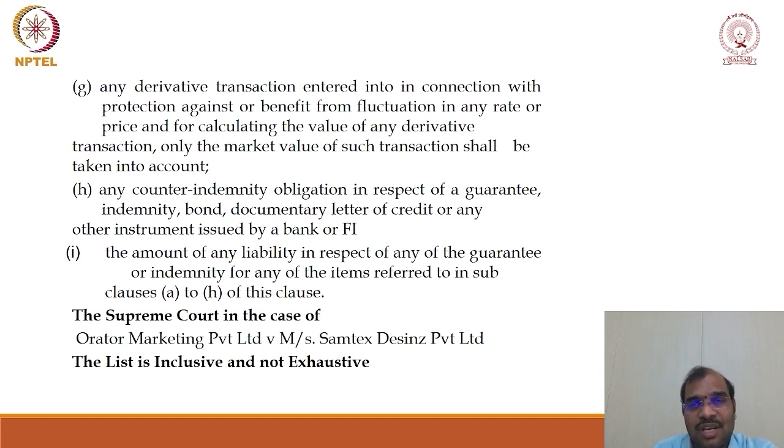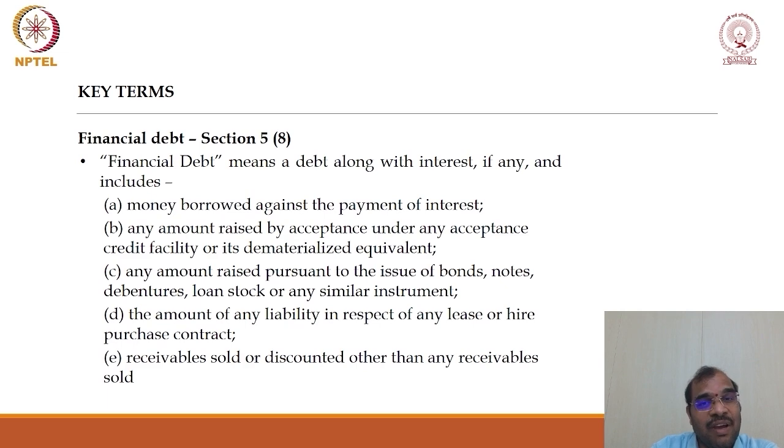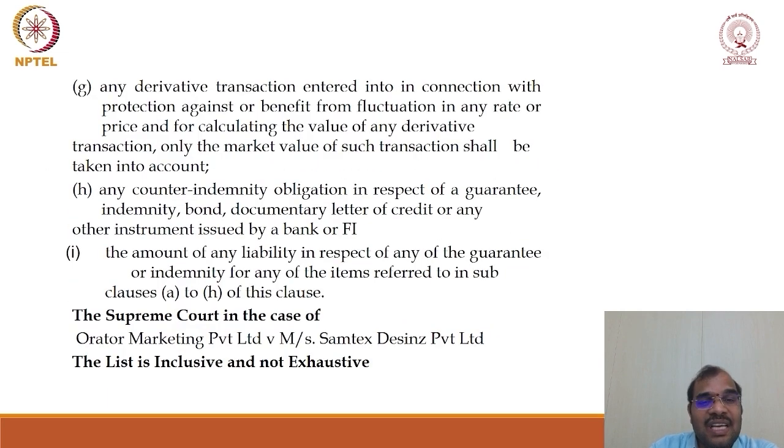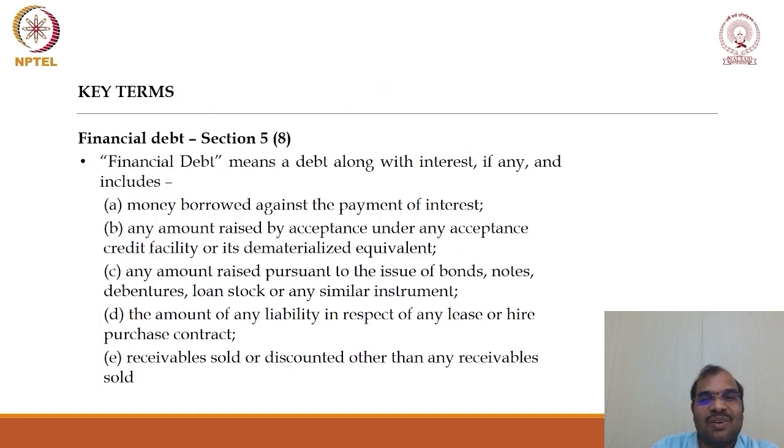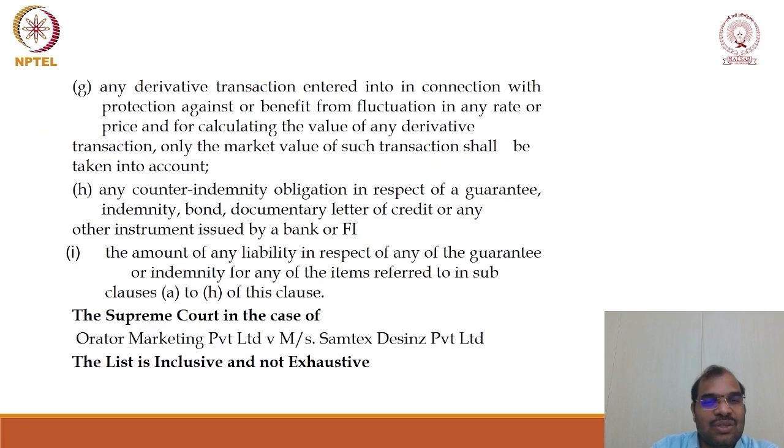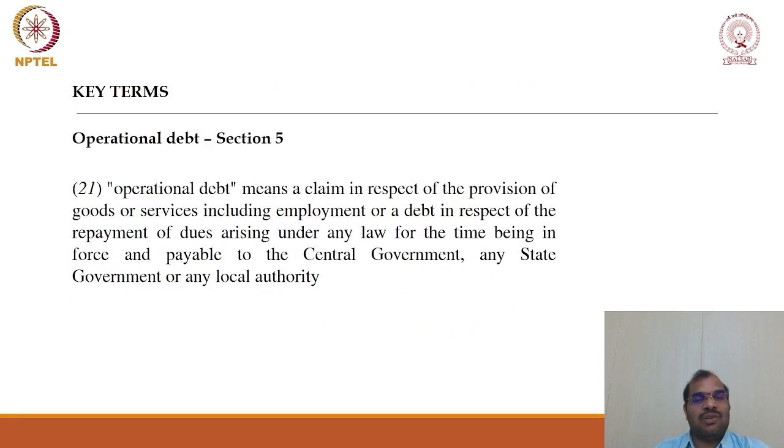But if you observe the case of Orator Marketing Private Limited versus Samtex Design Private Limited, the Honorable Supreme Court held that the list given in Section 5, subsection A, is inclusive but not exhaustive, because they have not used the word "includes". So it is inclusive but not exhaustive.